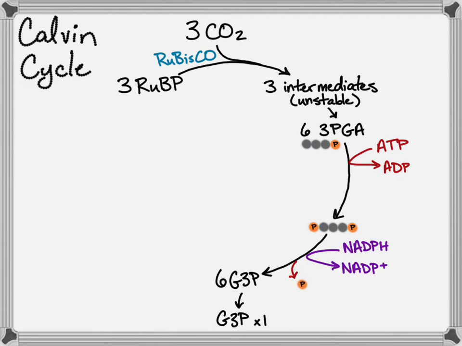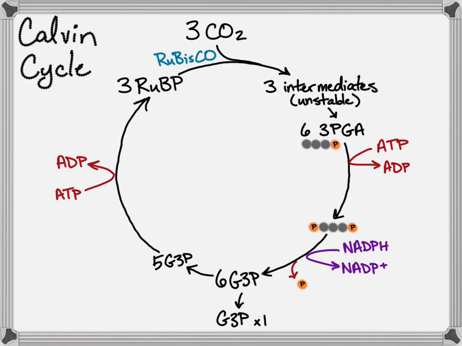And the rest of the cycle is devoted to restoring those RuBP molecules. So we have 5 3-carbon molecules left for a total of 15 carbons, and we're going to have 15 carbons in the 3 RuBP. So the energy required to do that comes from ATP, and we restore the RuBP. So we're back to the beginning of the cycle, just like we were with the citric acid cycle. We have to restore the molecule that we started with so that the cycle can continue.